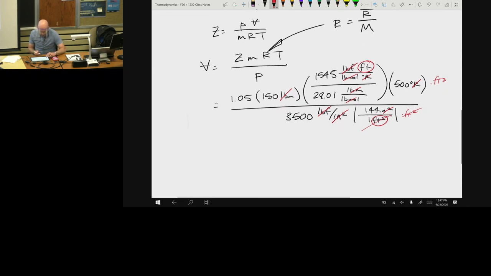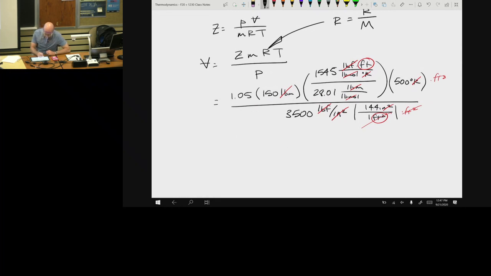Okay, so I'm going to go ahead and do this calculation. I'm going to type this into my calculator: 1.05 times 150 times 1545 times 500 divided by 28.01 divided by 3,500 divided by 144, and I get 8.61 cubic feet. That's what my value is.